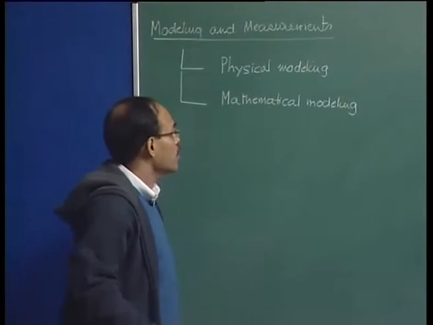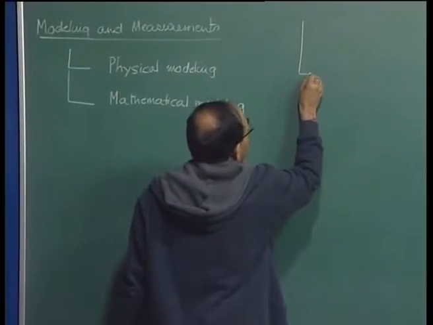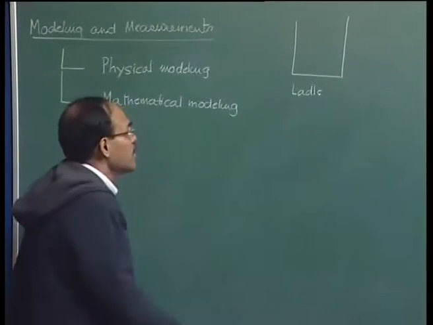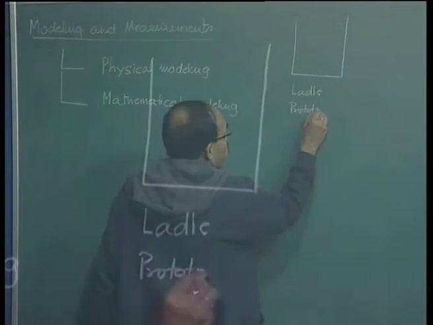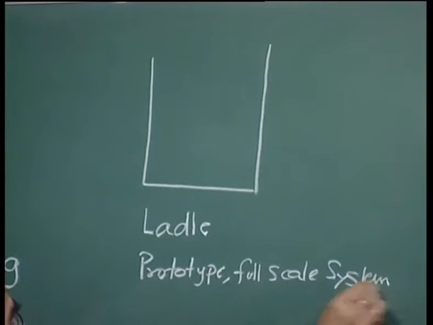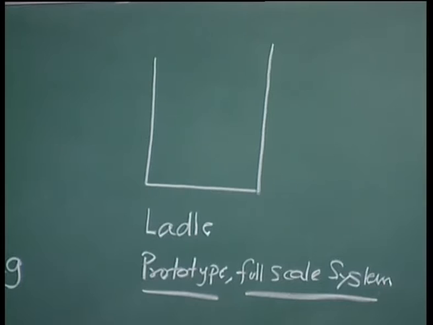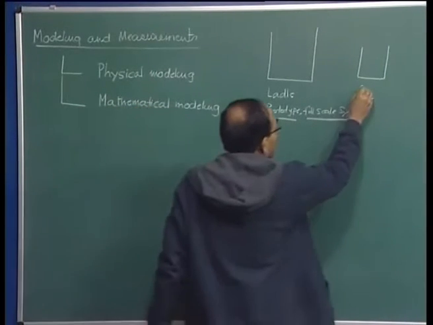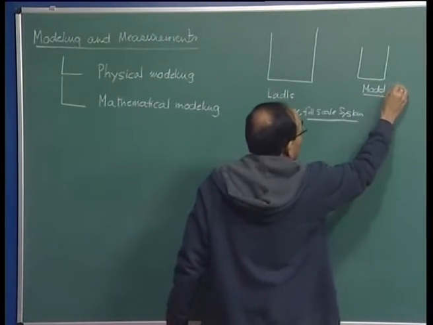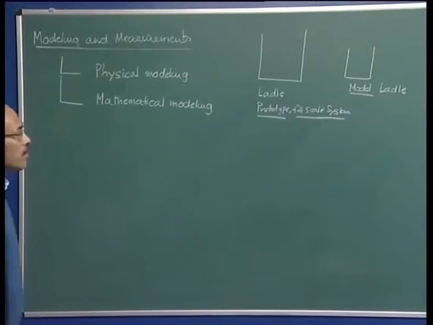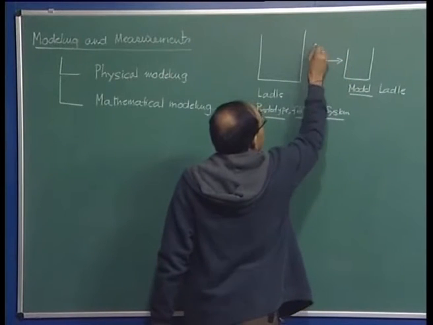Let us first talk about physical modeling. So, we have a system which is in place, let us say a full scale ladle. This may be the industrial system, and the industrial system I can say is a prototype or full scale system. And I want to replicate the industrial system, and I say, well, this is my physical model. As is clearly shown, the physical model is smaller than the actual industrial system. Now, this is called scaling down.